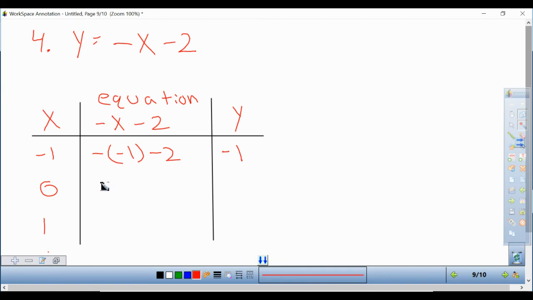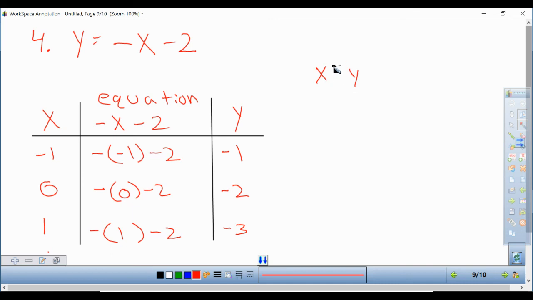Here, the next one, bring down the negative, plug in 0 for x, minus 2. This is just 0, negative, you can't have negative 0, so just 0. 0 minus 2 is negative 2. And then lastly, we bring down that negative, and instead of x, we plug in our value that we chose, which is a 1. And this is negative 1 minus 2 gives me negative 3.